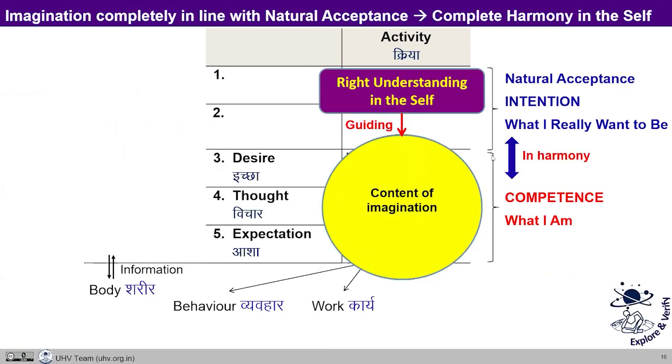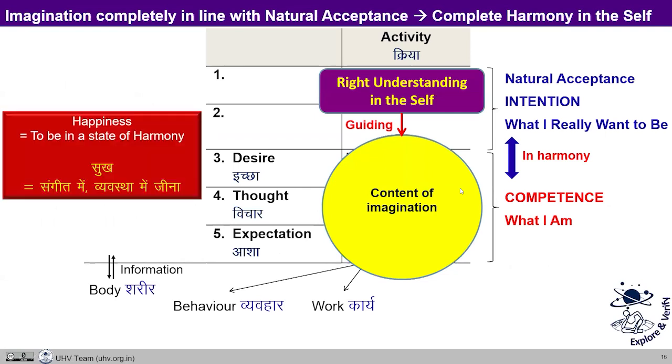And then this diagram, the original diagram, can be shared. So imagination is completely in line with natural acceptance. This is important to show. Otherwise, we are only dealing with the problems and the efforts to get rid of problems. And if we are not sharing what would be the real state, what would be the net outcome of all this effort, right?